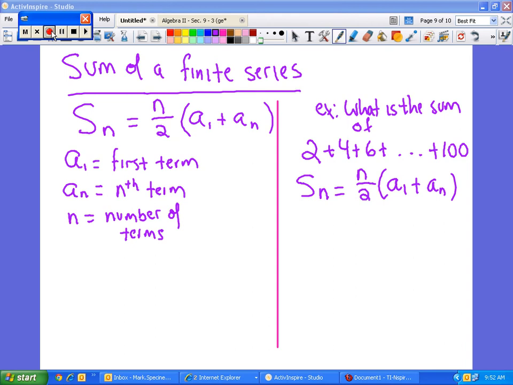And we have 2 possibilities. Possibility number 1 is where we know or can easily figure out the number of terms, and that's what we're going to do over there on the right. And then secondly, we're going to do one where we don't know the number of terms, but of course we have a way to figure it out.